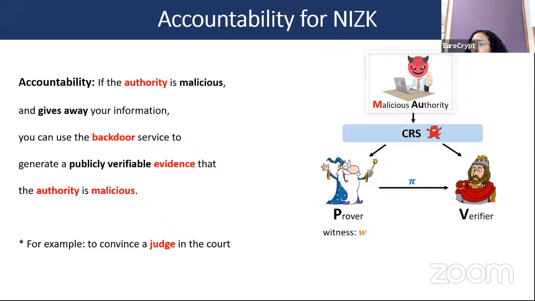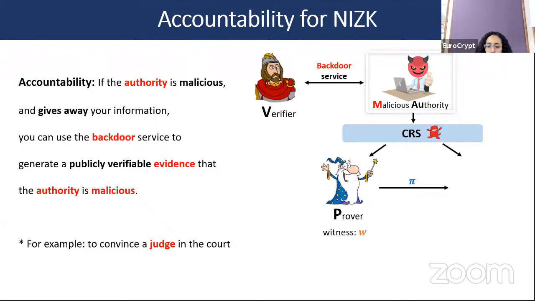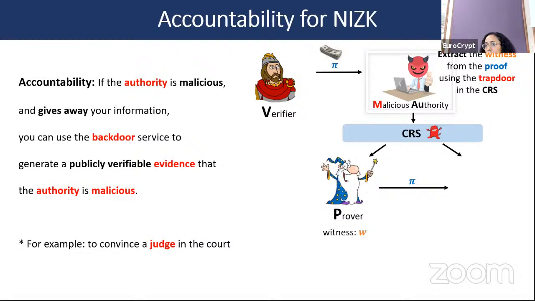And what is this proof? This proof is evidence that the authority is malicious, okay? So let's see how it works. We have the authority. The authority generates the CRS, and the prover uses the CRS in order to generate a NIZK and sends the NIZK to the verifier. Now, for example, the verifier can go to the backdoor service, send the NIZK proof, and get back the witness, the private information of the prover.